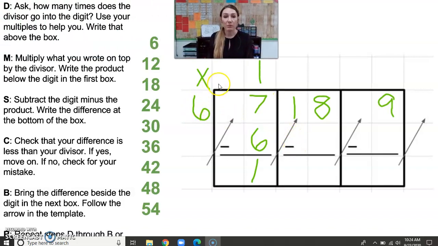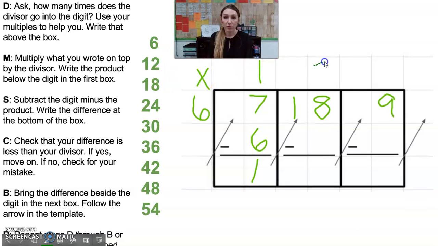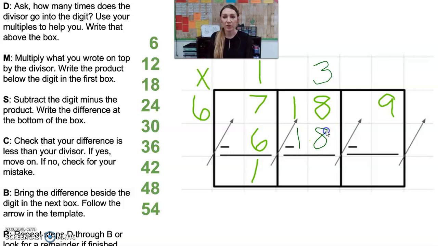So I need to see how many times 6 can divide into 18. Well, looking at my list of multiples, I can go in 1, 2, 3 times. So I'm going to put that 3 above the box that I'm dividing into. Then I'm going to multiply. 3 times 6 is 18. Going to put that product in the same box I'm dividing into.